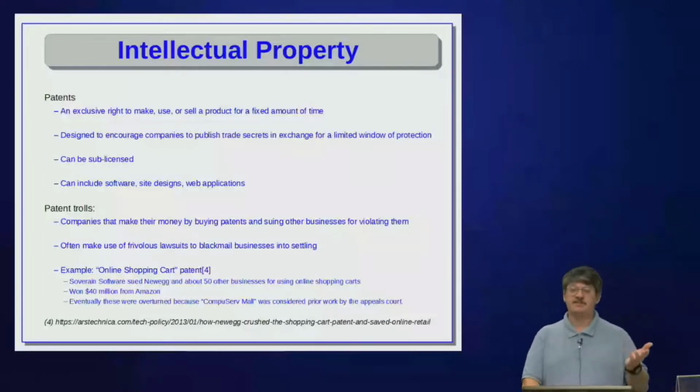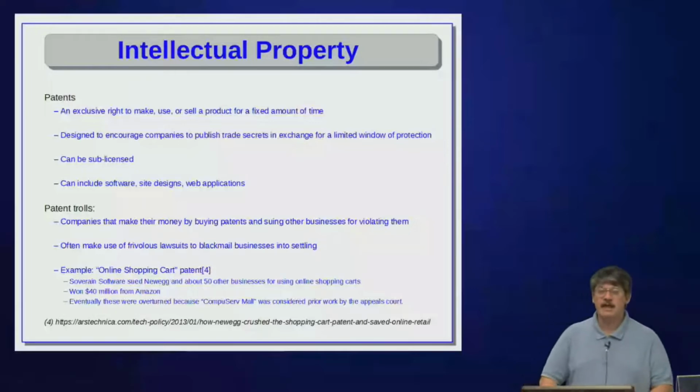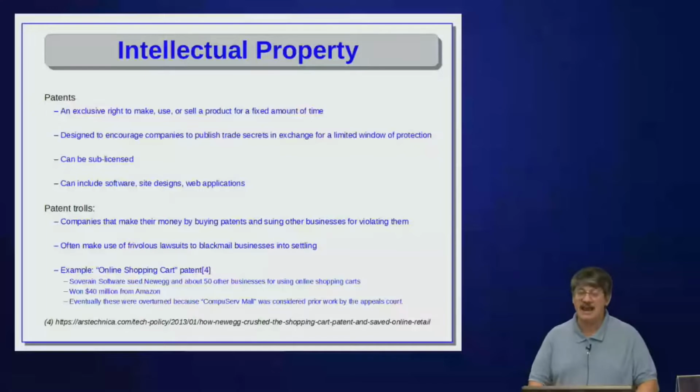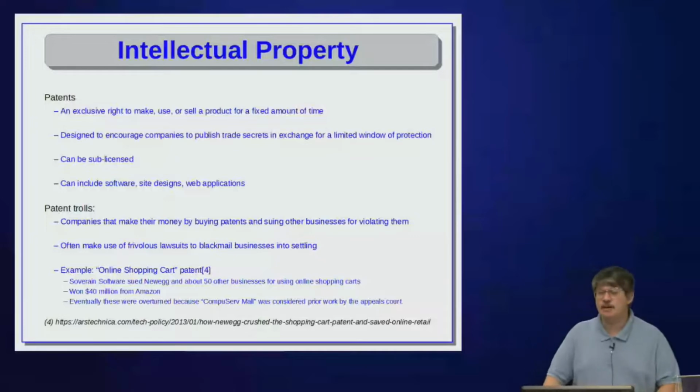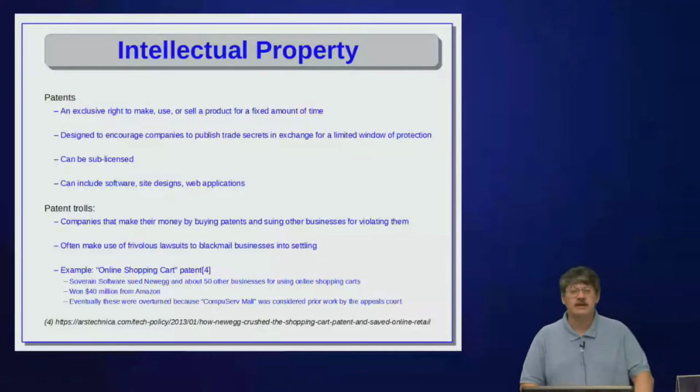So this is actually something that really happened. There's a company called Sovereign Software, and they bought a company that had a patent for an online shopping cart, and they sued Newegg and Amazon and about 50 other businesses, claiming that they were using an online shopping cart without paying for a license to use it. And they actually won $40 million from Amazon. This was in the early days of the internet. I want to say maybe 2005 or 2007.